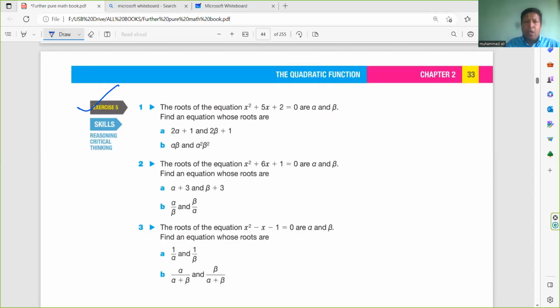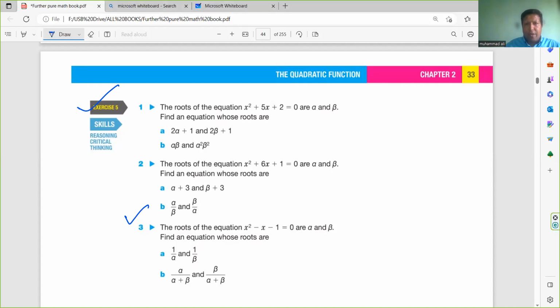Hello everybody. Today we will solve one very important maths problem from the Further Pure Mathematics book, O-level, the quadratic function chapter 2, exercise 5. We will solve question number 3. The roots of the equation x square minus x minus 1 equals 0 are alpha and beta. Find an equation whose roots are 1 by alpha and 1 by beta.